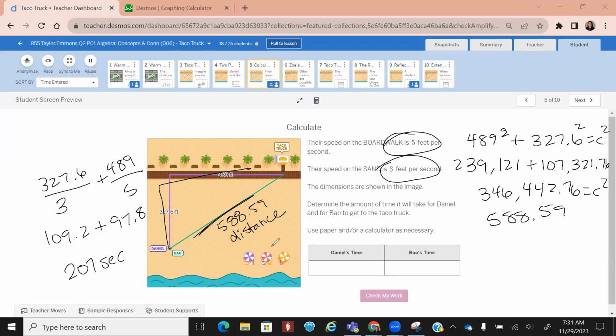Oh. So we got this distance because we didn't know it at the beginning. Now, he traveled on the sand the entire time, right? Except for like this little piece right here, but that's not that big of a deal. So sand is 3 feet per second. So we're going to take that 588 and we're going to divide it by 3. And that gives me 196, or you could say 2. Okay, so who's going to get there first? Bow. And he used the direct route, right?